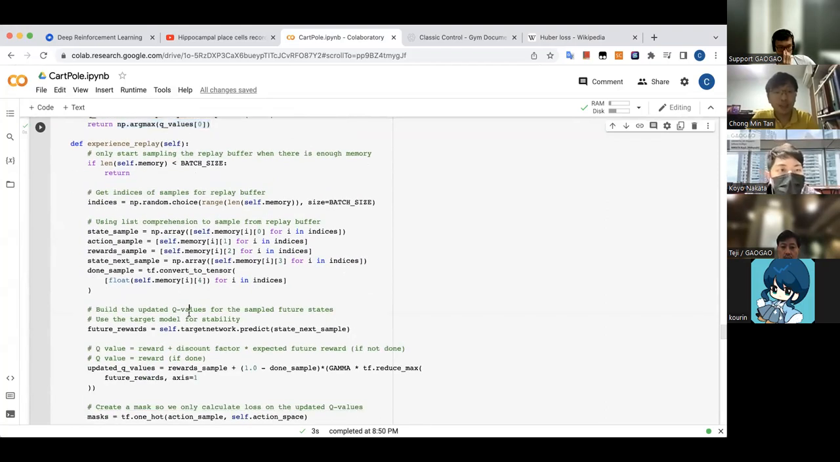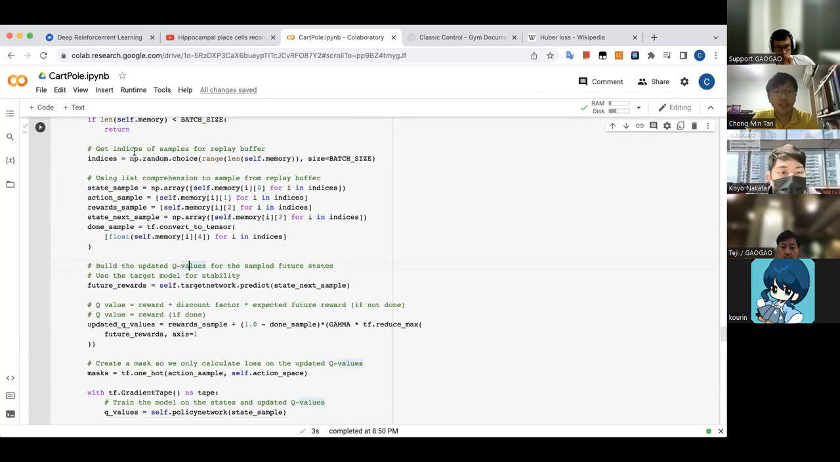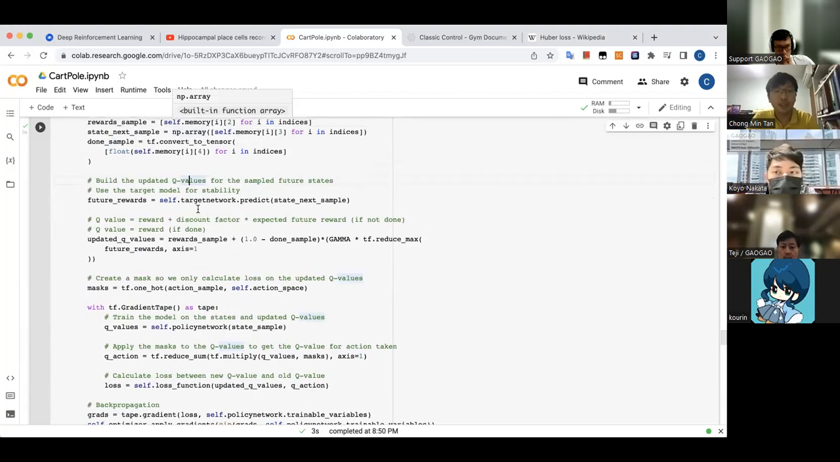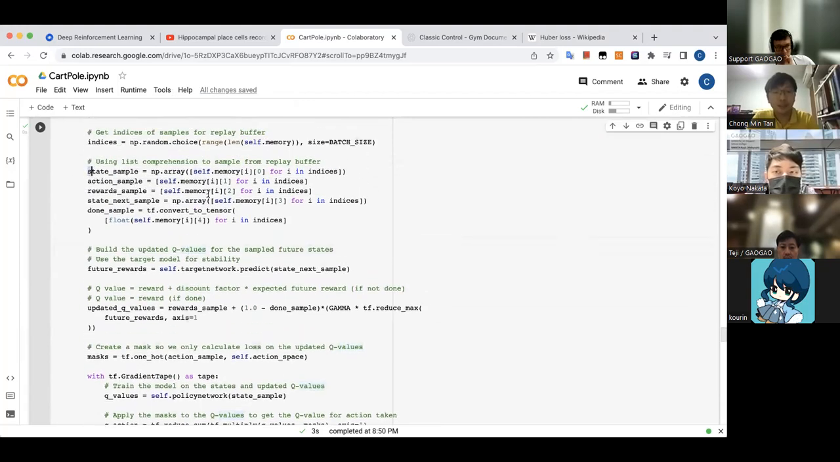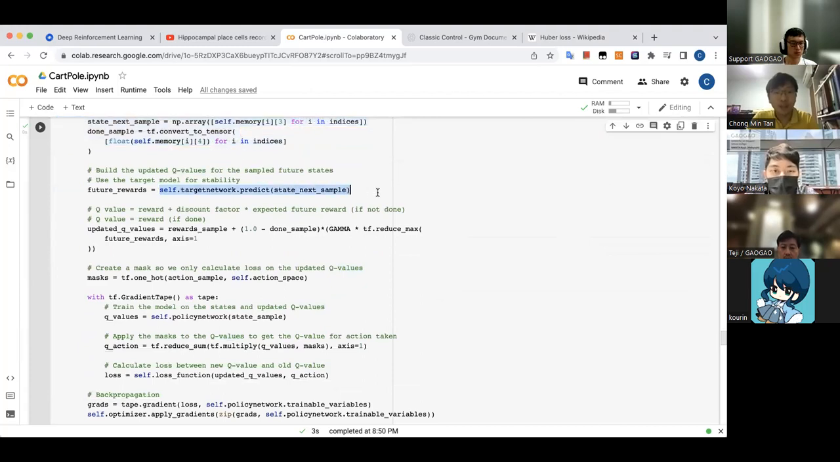The experience we play, okay, this part is a bit complicated. I'll just be stepping through briefly. We basically randomly sample all this from the memory. We predict the next sample for this one, future rewards. This is the target network, and then we do this one step look ahead, R plus one step look ahead. Yes, this is the same as the equation earlier.